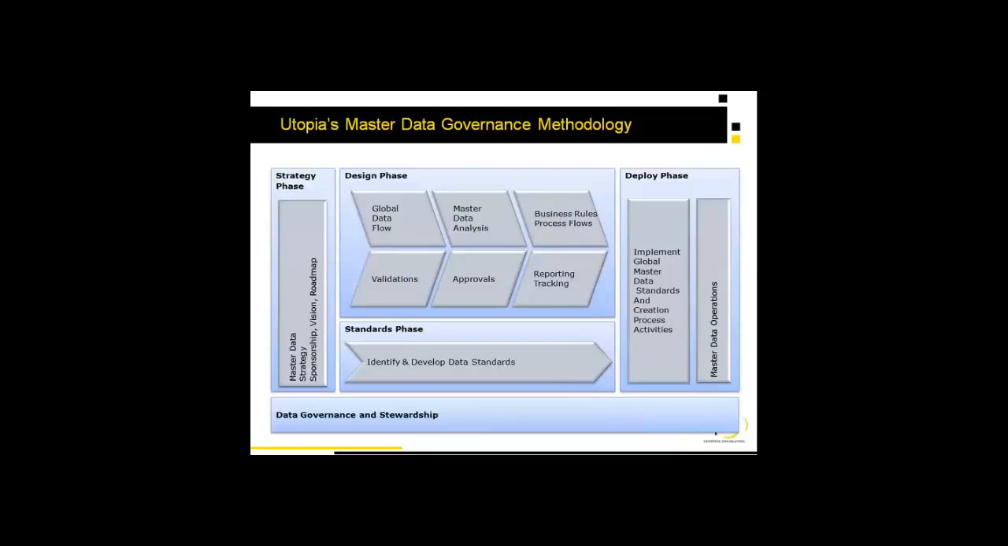When we at Utopia do an implementation of MDG or any master data solution, the first thing we want to look at is a strategy phase. We want to get our arms around what is the integrity of the data. So that profiling dimension. We want to understand what the business climate is. Who is responsible for the data? Who has the vision? Who has the roadmap? Who are the trustees?